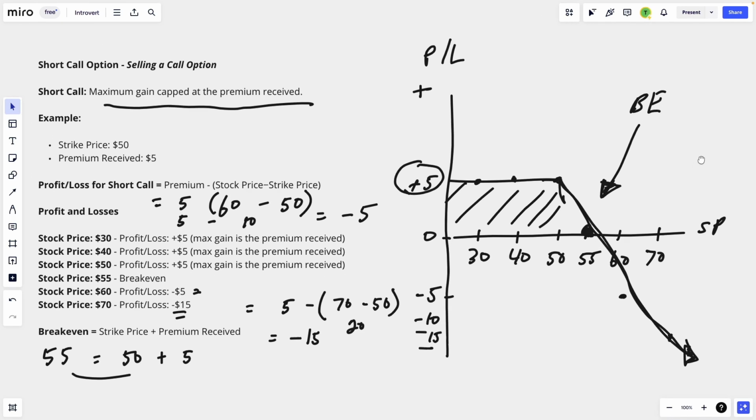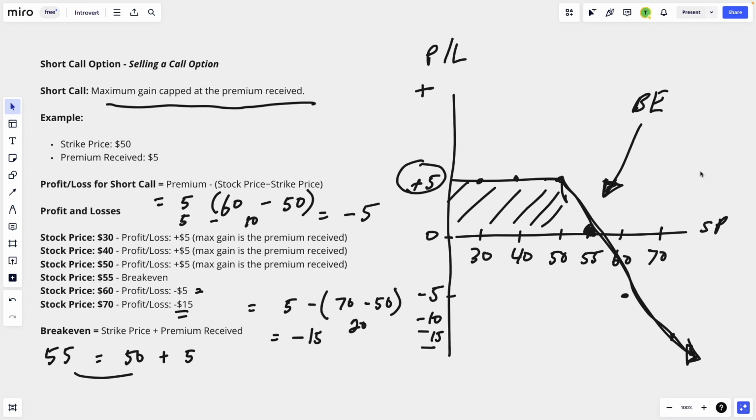Now, if we flip around and look at the point of view of the seller, the max that you're going to receive is the premium that you sold the call option for. So that's going to be $5. So the max profit here is $5, and that's why this line is capped there. And right at the point where we see the hockey stick down to the right, that's going to be the strike price of 50. And at 55, it's going to break even.